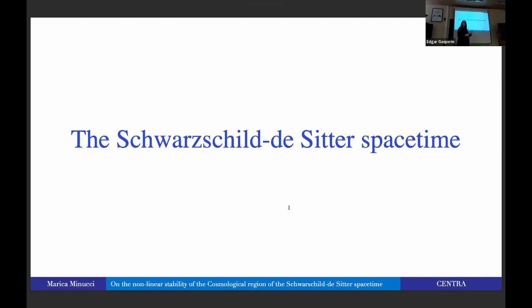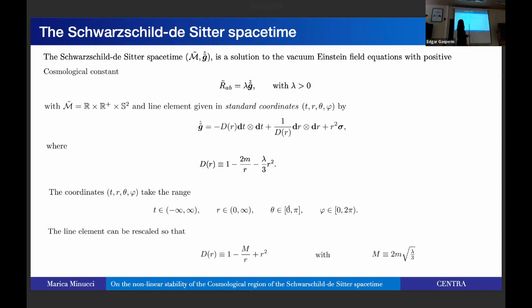Now, I said so many things, but what about the Schwarzschild-de Sitter spacetime? The Schwarzschild-de Sitter spacetime is a spherically symmetric solution to the asymptotic equation with positive cosmological constant. The line element in the standard Schwarzschild-de Sitter coordinates is the following, where T is a function that contains both information about the mass of the black hole and the cosmological constant. Now, by introducing a conformal rescaling, one can rescale this line element so that it can be recast as follows, where capital M contains both information about the mass of the black hole and the cosmological constant.